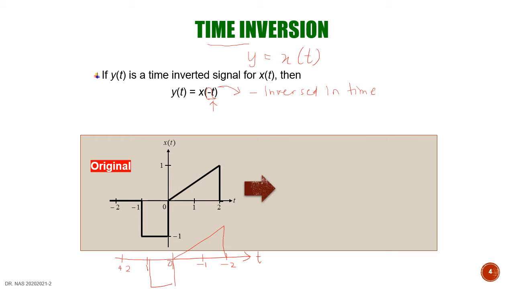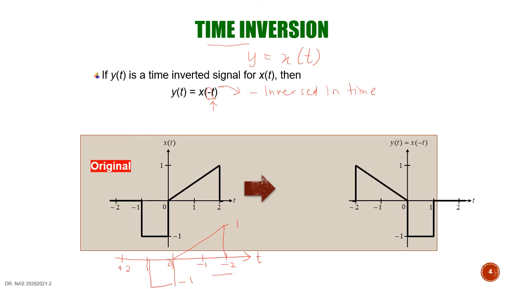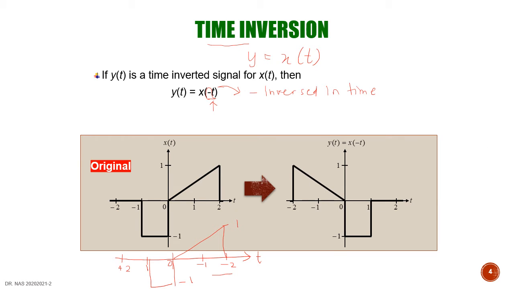So the amplitude remains as 1 and minus 1. But now you can see that the negative axis is on the right, so you need to rearrange the axis back to the original axis. At the end you'll get the new signal y equal to x(minus t).